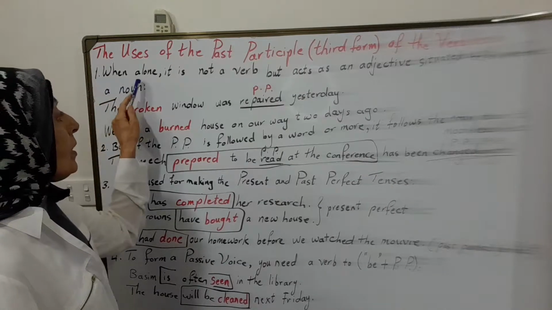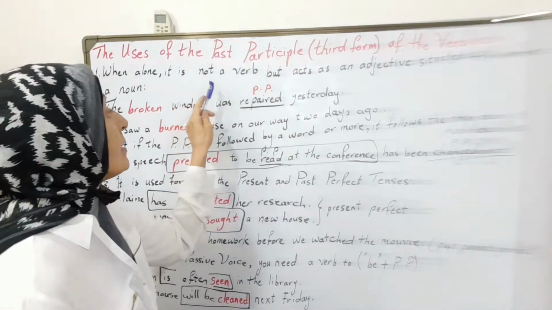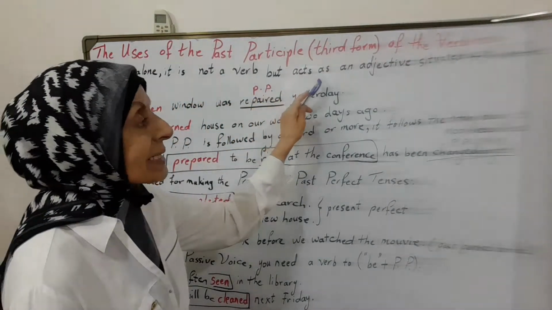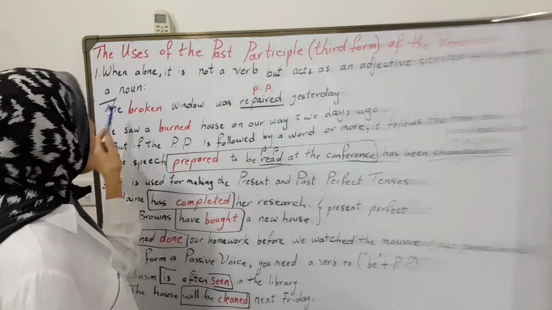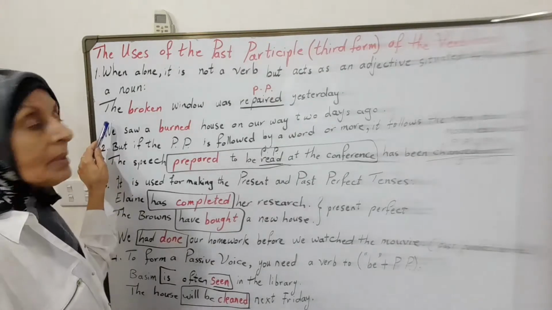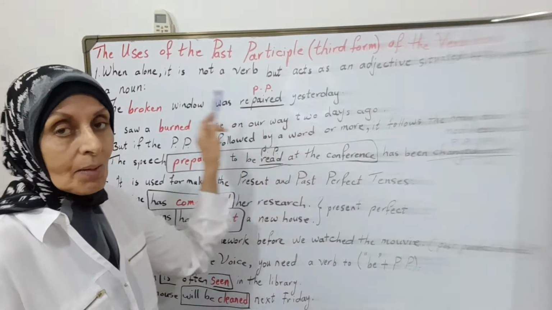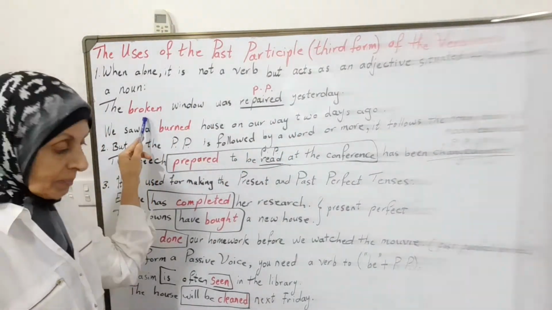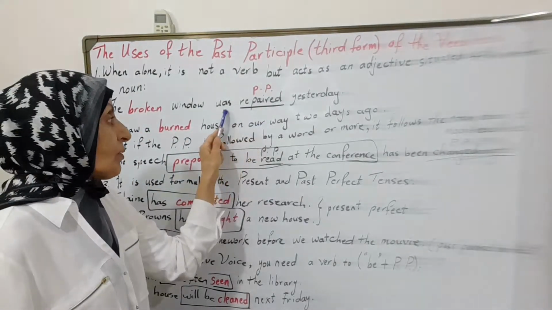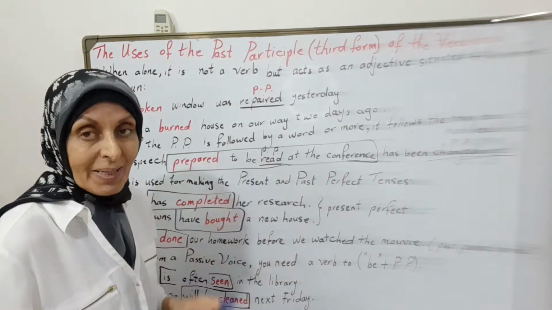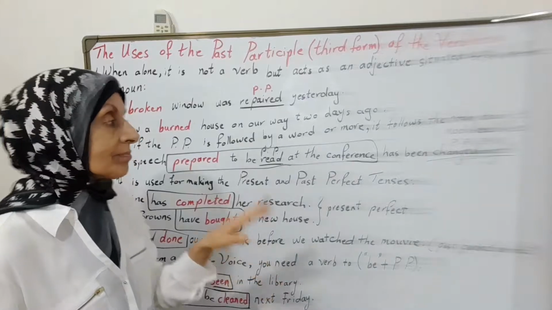Number one, when alone, it is not a verb. When the past participle is alone in a sentence, it is not a verb, but acts as an adjective situated before a noun. For example, the broken window was repaired yesterday. The broken window. Broken is a past participle. And here is another past participle, but together with the verb to be, it's going to make a passive voice, which I'm going to deal with today in this lesson.